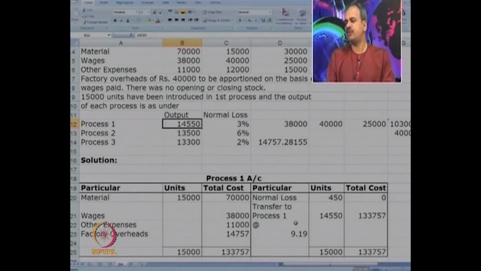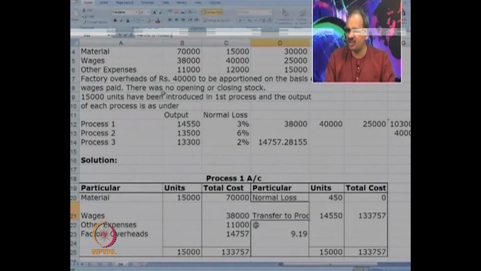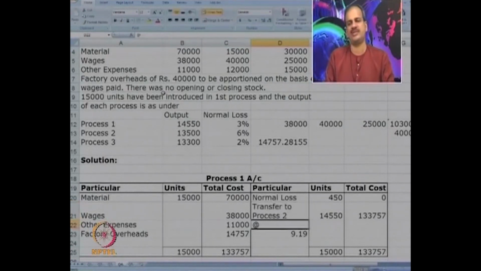Fine. So in process 1, the entire cost of manufacture, which is 133,757, will be charged to the next process. So here 133,757, I will just make a change here. It is transfer to process 2, not to process 1. So transfer to process 2 is 133,757 for 14,550 units. So the rate is calculated here for more clarity. You get a rate of 9.19, which is 133,757 upon 14,550. Is it okay? This is the process 1 account.